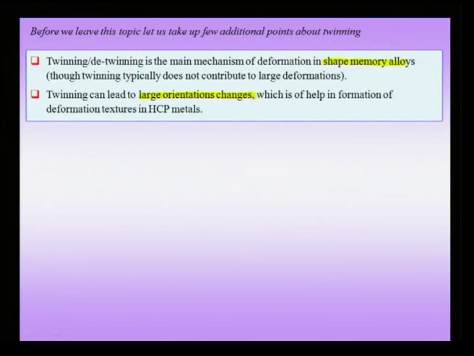So, to summarize this slide, though twinning typically does not give large deformations, it may help by giving large rotations, which plays an important role in the formation of texture of HCP materials, and additionally in important materials of not only good academic interest, but also in terms of applications, they play an important role in the deformation of shape memory alloys.